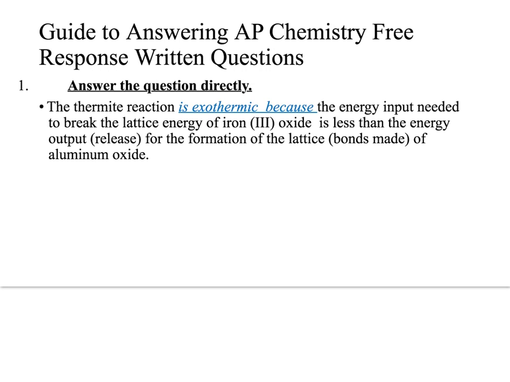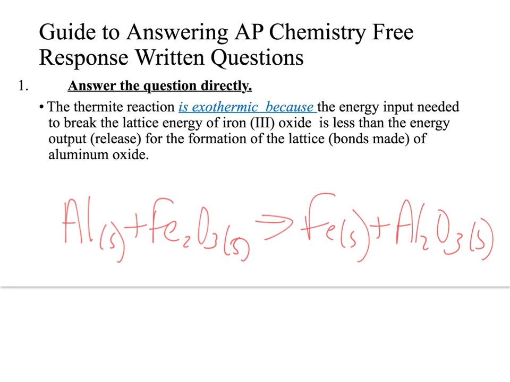So this gets back to what we talked about at the beginning. The energy needed to break the bonds in iron oxide. Okay, and I've written the reaction here. The energy needed to break the bonds in this solid, these ionic bonds in this ionic lattice, is less than the energy that's released when these bonds are formed. So that answers the question. Then we're going to say why. So you may want to pause the video so you can write this down as an example. And then we'll go on.